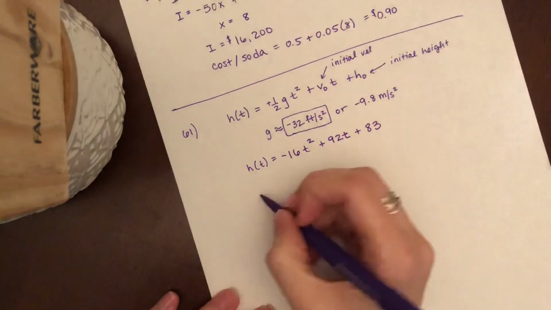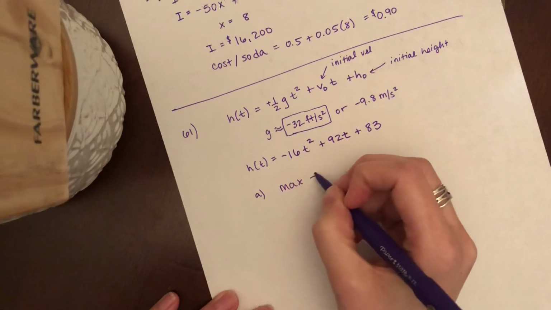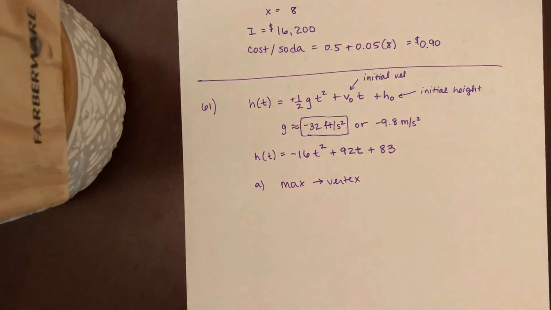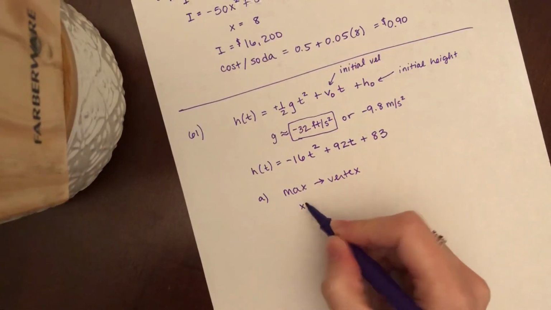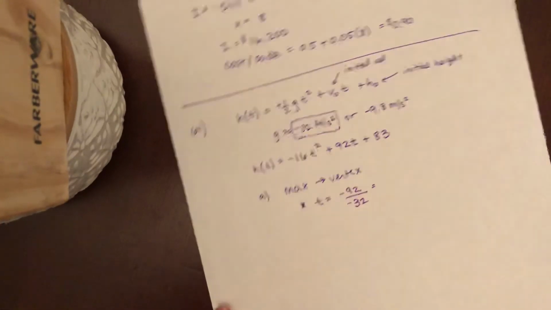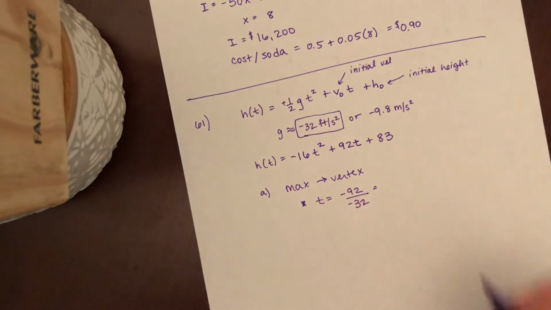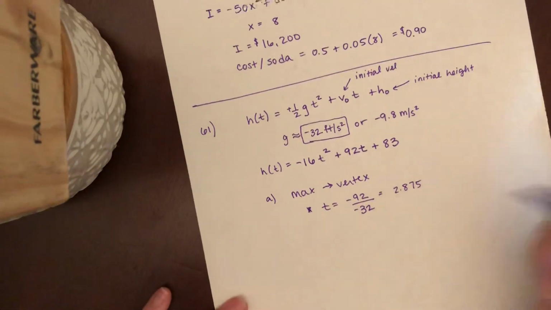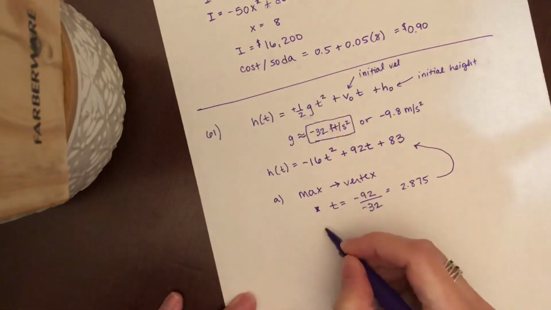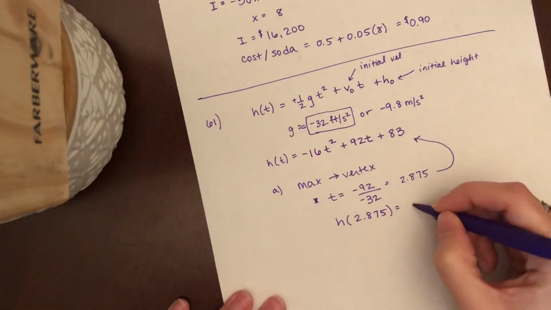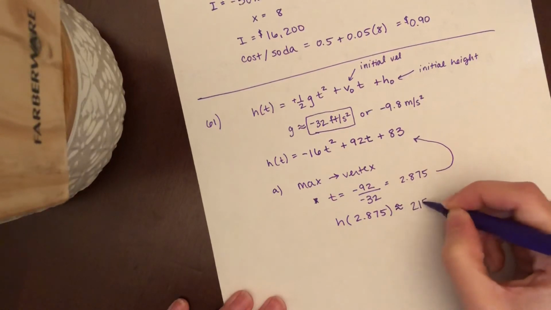So if we want to find the maximum height in part A, remember max is vertex. You are more than welcome to look on the graph, find your maximum on the graphing calculator or Desmos. If you're doing it by hand, t would be negative 92 over negative 32, which is 2.875 seconds. So if we round up, after 3 seconds the ball would be at its maximum height. We don't know what it is yet, so plug it in. So h of 2.875 equals about 215 feet.